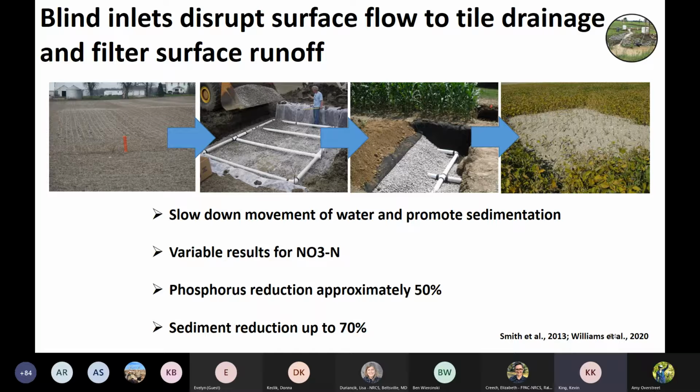Conversion to a blind inlet has been shown to reduce sediment up to 70%. Results with nitrogen have been variable, and not surprising, since we generally do not associate nitrogen movement with surface waters. Phosphorus has been shown to be reduced by approximately 50%. To further enhance the system, the gravel layer can be replaced with a phosphorus sorption material and further reduce the dissolved fraction of phosphorus leaving the site.